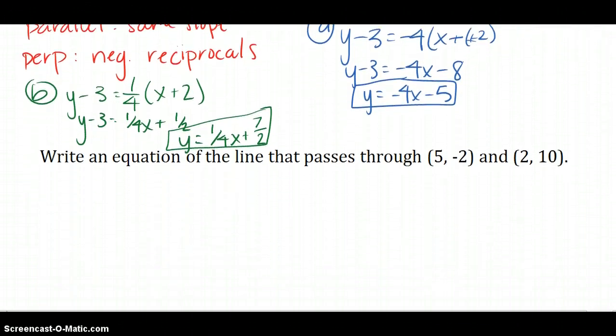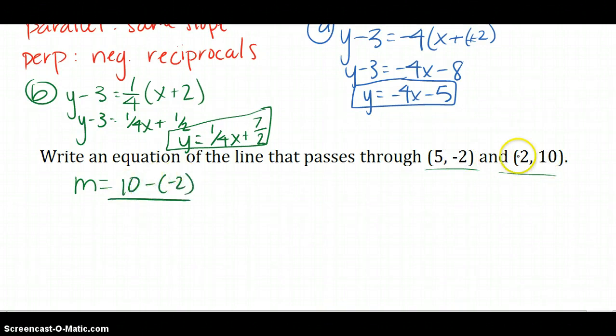Lastly, let's look at what to do if they give us 2 points. So they say write an equation of the line that passes through these 2 points. The first step is you always need the slope. So you're going to find the slope using these 2 points. So if we do our slope, y2 minus y1, 10 minus -2 over x2 minus x1, 2 minus 5. So you get 12 over -3 or -4 is your slope.